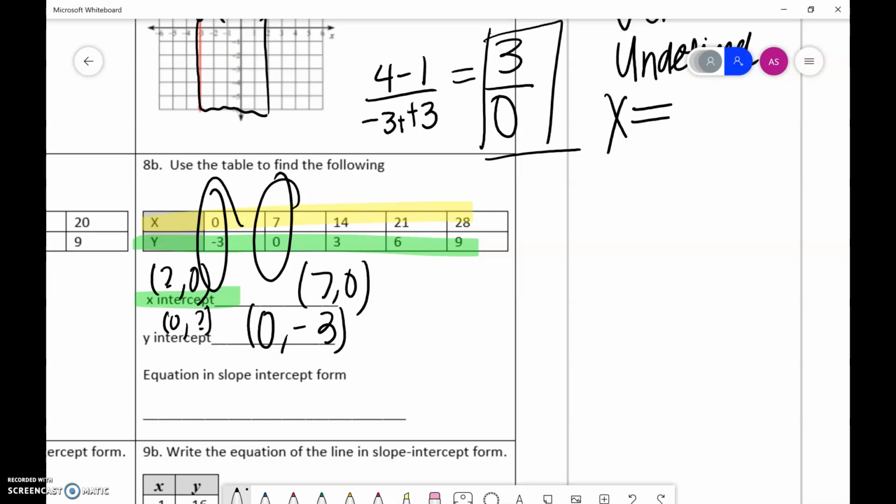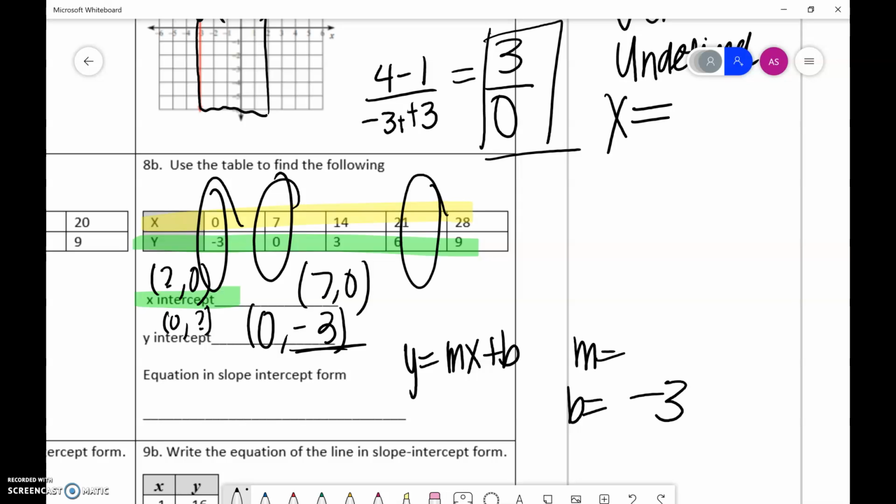So now it wants an equation in slope-intercept form. Again, your slope-intercept form is y equals mx plus b, which means I need my slope and my y-intercept. So we just said our y-intercept was -3, so let's go ahead and keep that so we don't have to do that again. And then when we find the slope of a table, we just pick 2 points. So I can pick these 2. Okay, it's up to you which 2 points you want to pick.